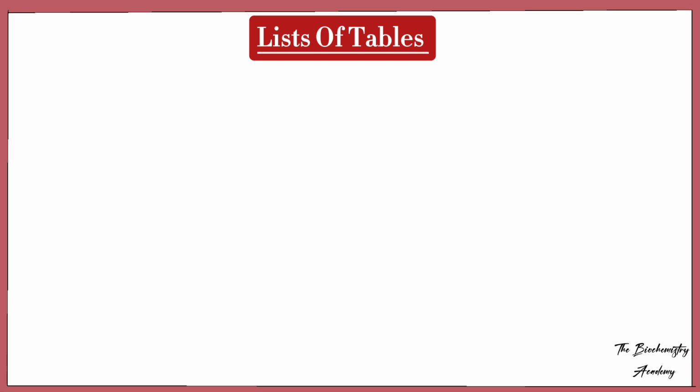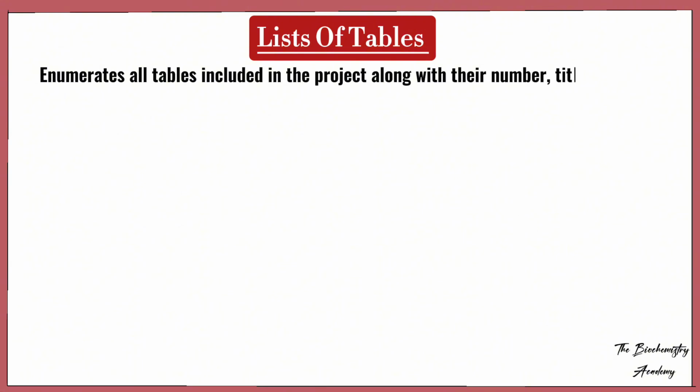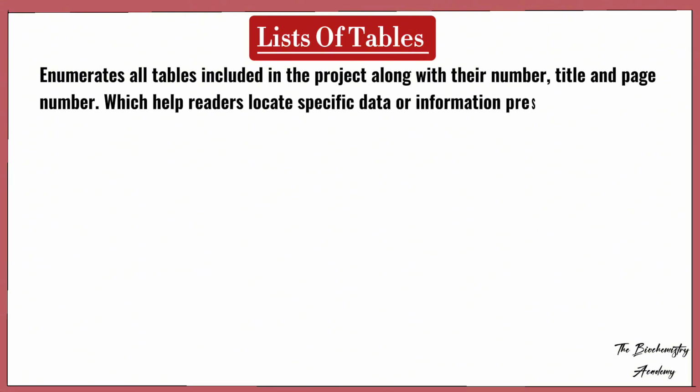Now, the next will be the list of tables. Now, the list of tables enumerates all the tables included in the project along with their numbers, the title, and the page number, which helps the reader to locate specific data or information that is presented in the table. Now, all list of tables, figures, and illustration pages must be numbered.